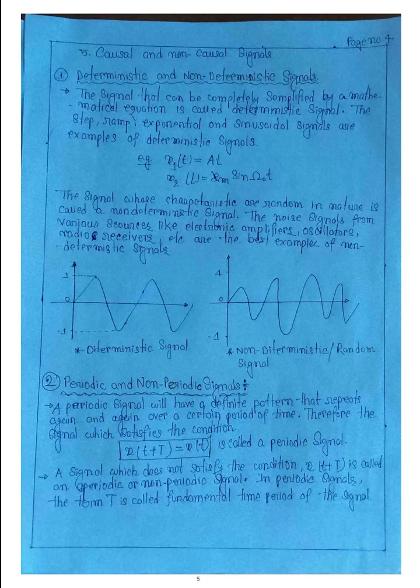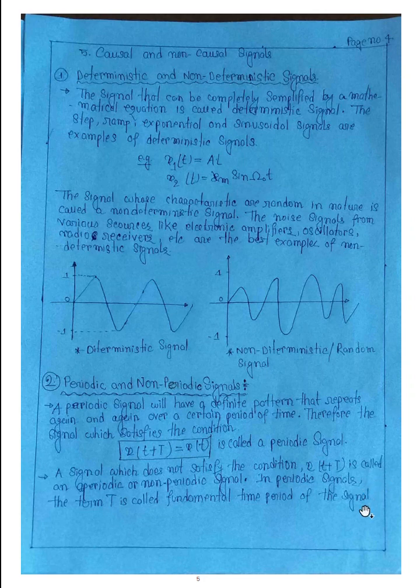Periodic and non-periodic signals. A periodic signal has a pattern that repeats itself over a certain period of time. This condition is mathematically defined as x of small t plus capital T equal to x of small t. If a signal does not satisfy this condition, it is called aperiodic or non-periodic.